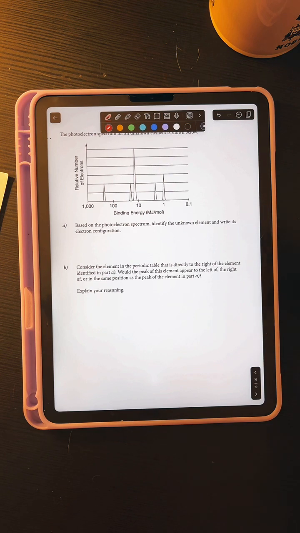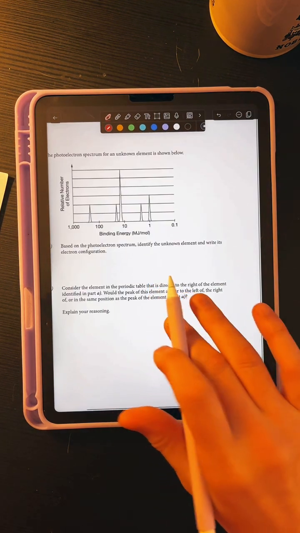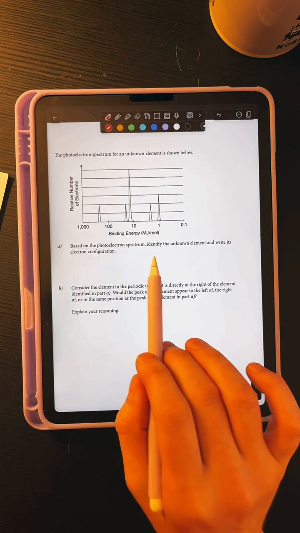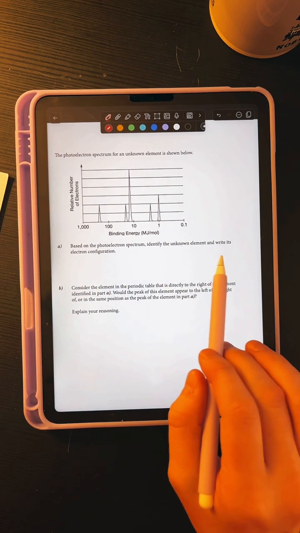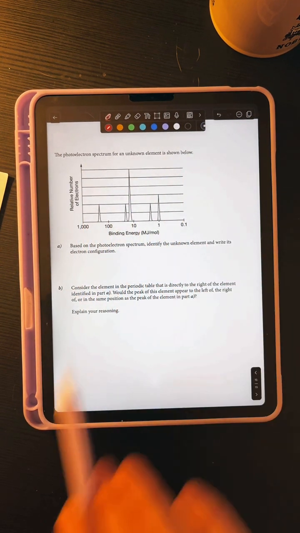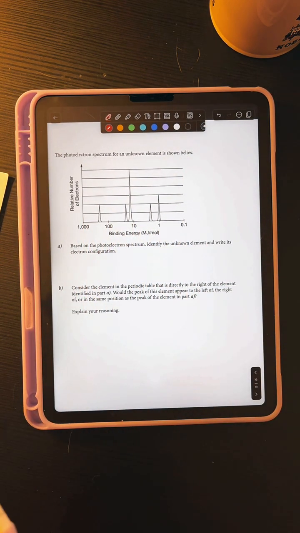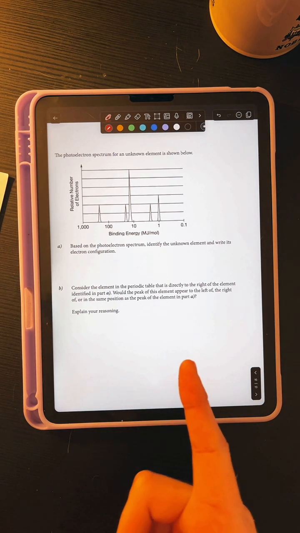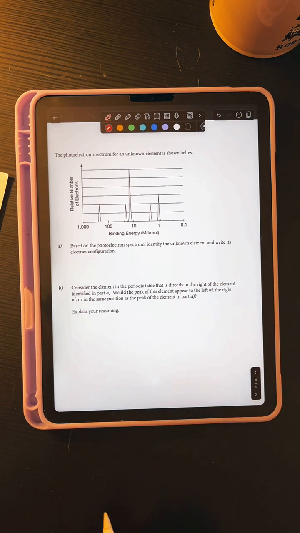All right, let's go on to number 2 on the free response. Based on the photoelectron spectrum, identify the unknown element. Oh, let me read this up here. The photoelectron spectrum of an unknown element is shown below. Yes, so all you would have to say is they can use melting point, unless it asks you to justify. That one didn't, so we didn't justify.